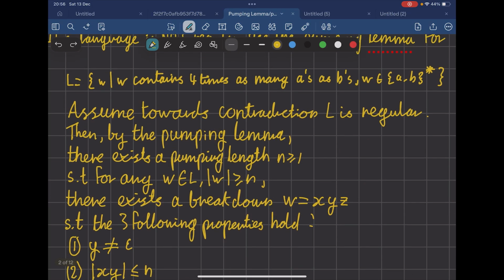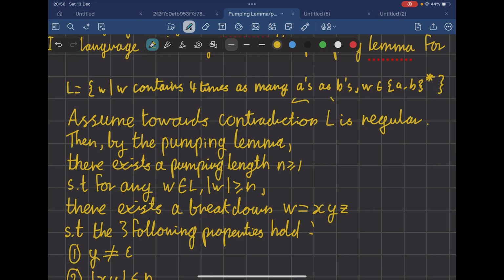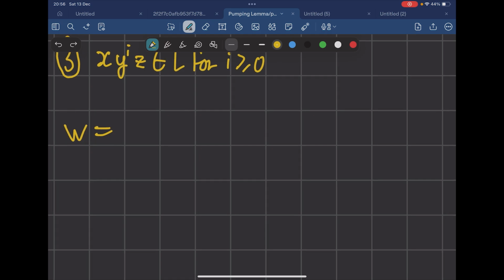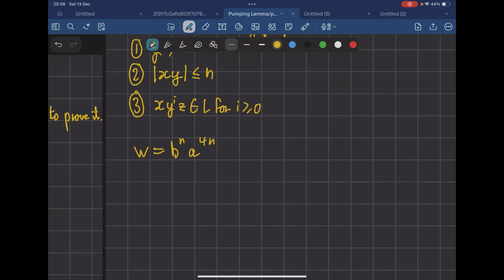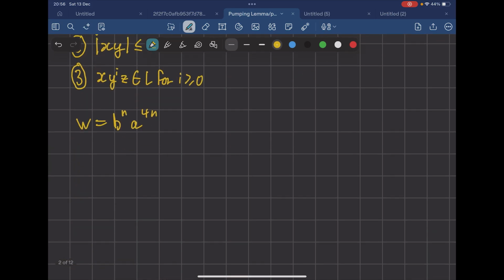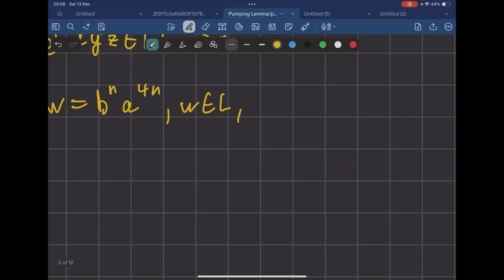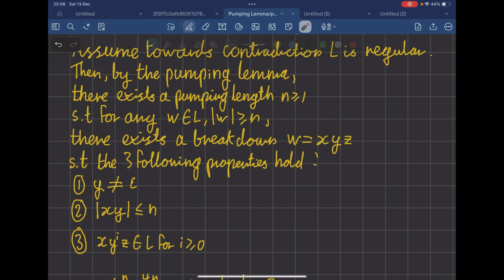So let's pick a string where there's 4 times as many a's as b's and see where it gets us. One example string would be b^n a^(4n). This string has 4 times as many a's as b's. Therefore, it is in the language. And the length of the string is 5n, which is greater than or equal to n, as required by the pumping lemma.